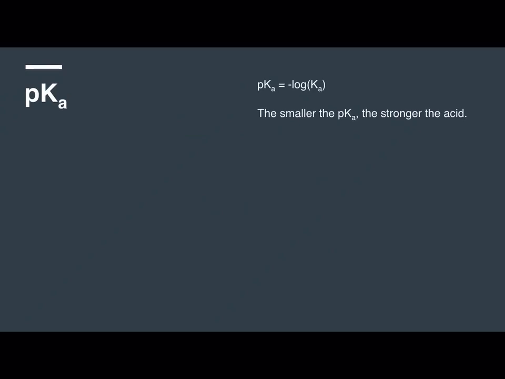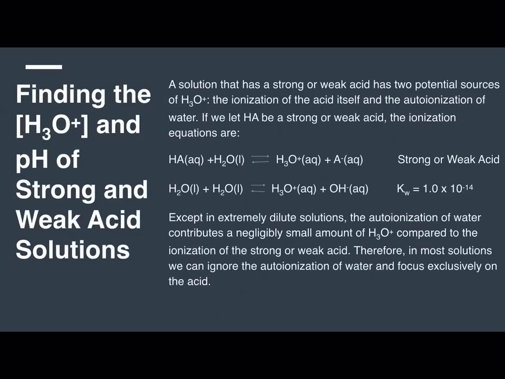pKa, we'll talk more about this, but the pKa is just the negative log of the Ka value, the negative log of the acid equilibrium constant. And since the larger the Ka, the stronger the acid, the lower the pKa, the stronger the acid. A lot of times you'll see them reported in pK when you look up acid strength.